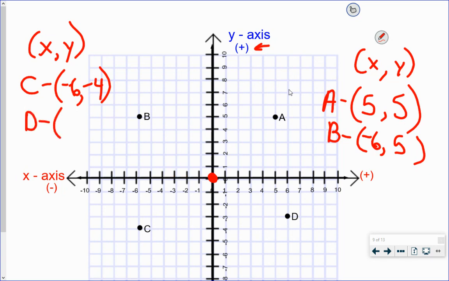All right, let's find the location of point D. Again, I start at the origin, and do I go right, positive for x, or left, negative for x? I'm going to go right, positive. So 1, 2, 3, 4, 5, 6. Stop at +6 for x. Then do I go up, positive, or down, negative to get to D? Well, I have to go down, negative to get to D. How many down, negative will I go? 1, 2, 3. So -3. So D is located at 6, -3.